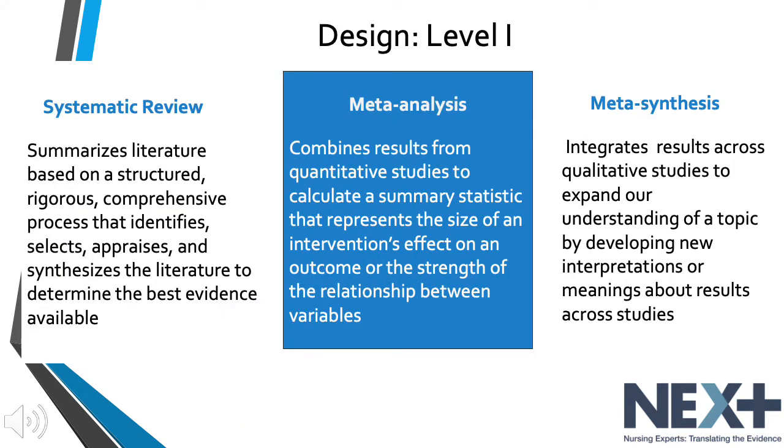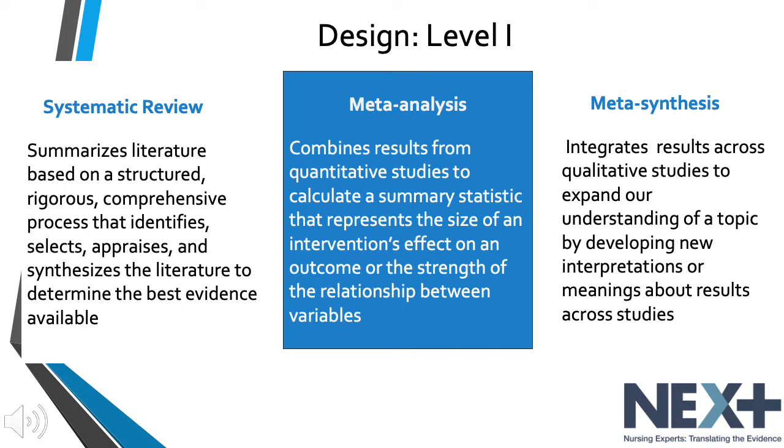While our critique tool is intended for use with a single, primary, or original study, we want to take a moment to describe Level 1 evidence. Level 1 includes systematic reviews and clinical practice guidelines based on structured, rigorous, comprehensive reviews of studies. The power of Level 1 is these summaries include numerous studies rather than a single study. In addition, the studies have been carefully selected, critically appraised, and then synthesized to provide clinicians with the summary of the best available evidence about a topic.